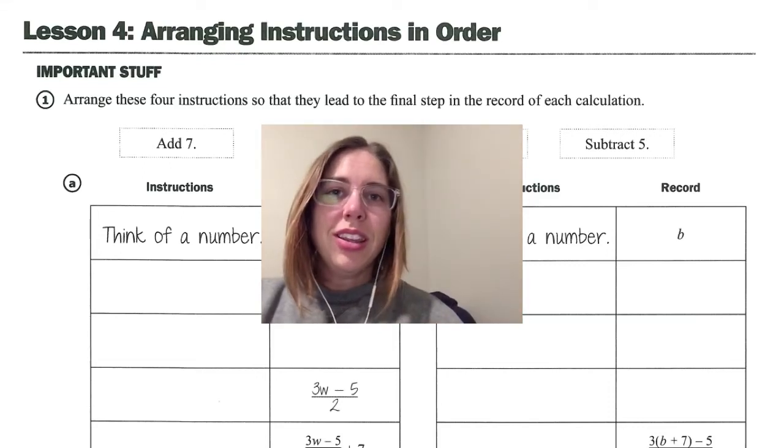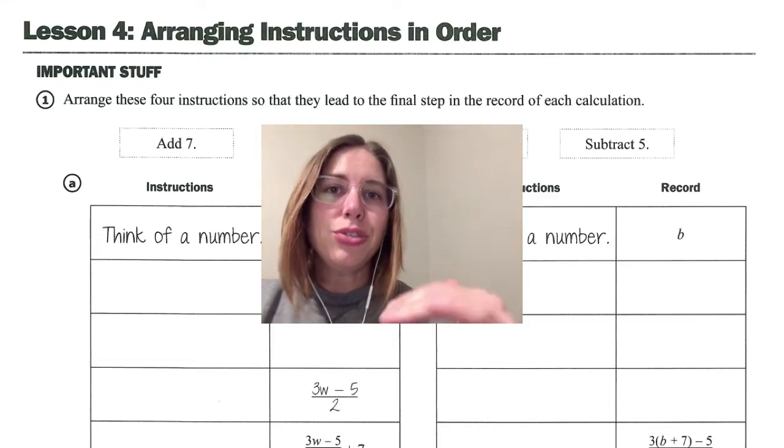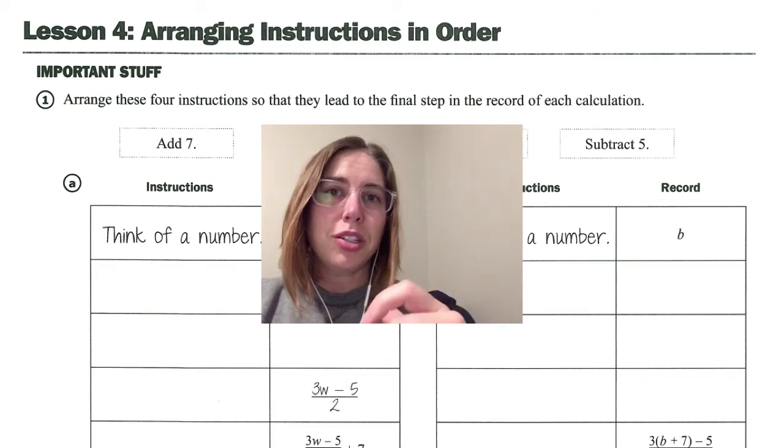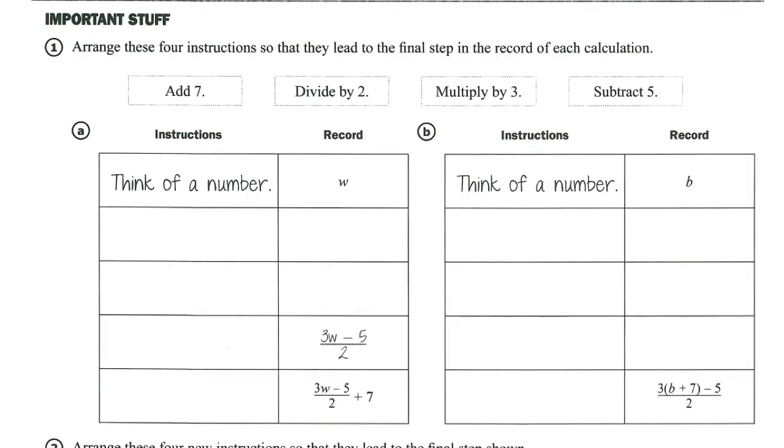Hi Algebra, in lesson 4 here we're going to be looking at keeping track of the steps that we do in an expression. Here we go. Here we have 4 steps and we have to decide which order they go in to end up with this expression in A. So first thing, I'm looking at my variable w and I'm seeing what we did first.